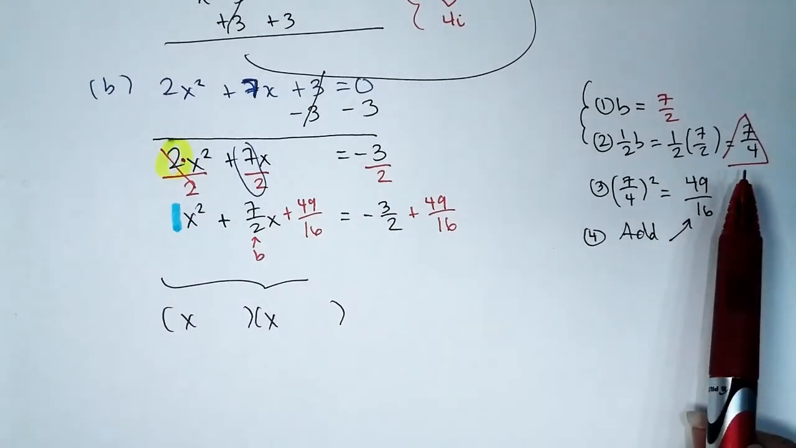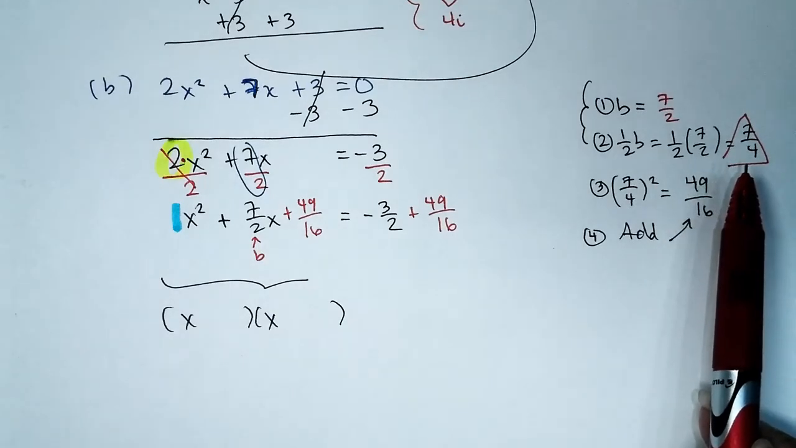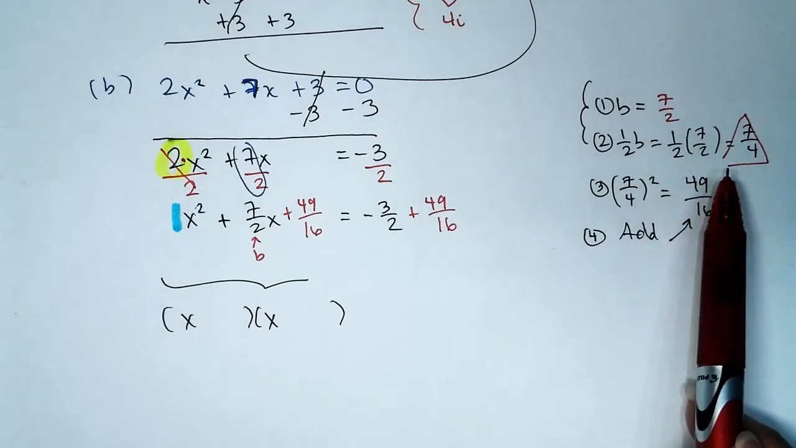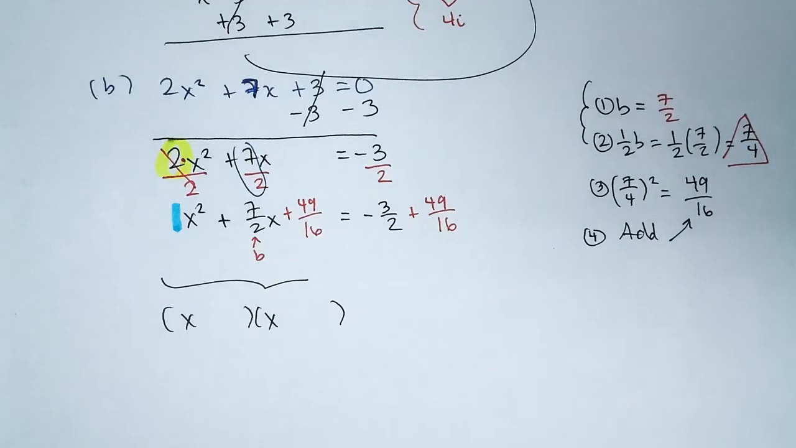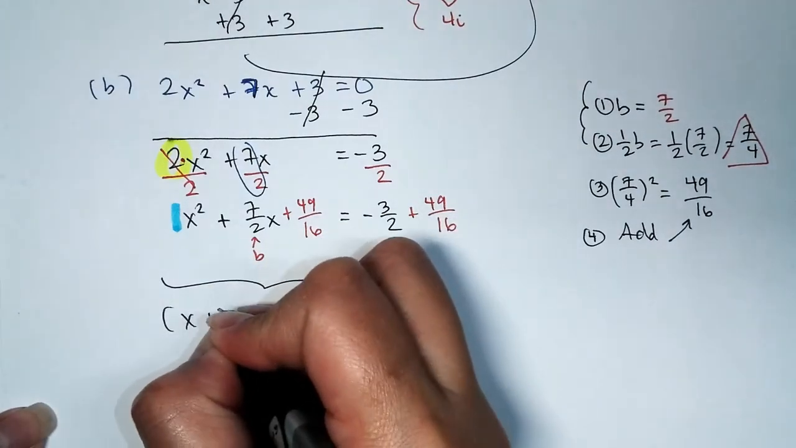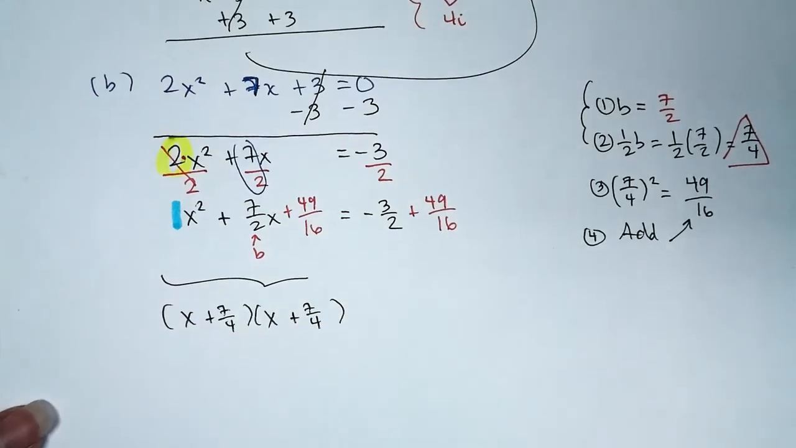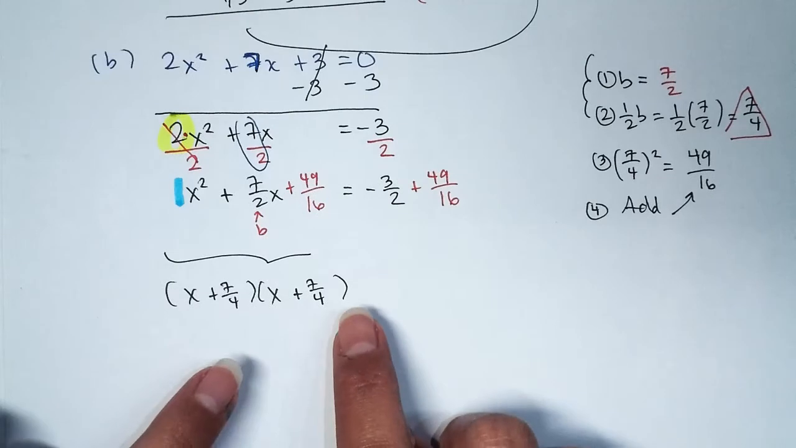So the secret weapon was whatever half of b is, that's what you're going to put in the parentheses. For this problem, half of b is 7/4, so we're positive 7/4. So let's go ahead, pencil in that positive 7/4. But don't take my word for it, although you should, because supposedly you trust me. Alright, let's go ahead and check it.